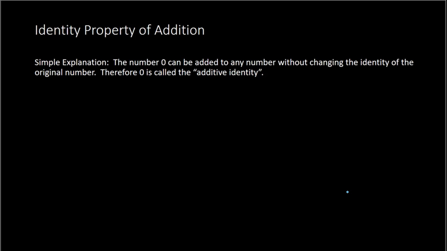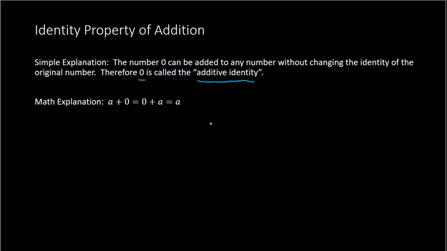Well, that number is going to be 0, right? Because anything plus 0 does not change the identity or the value of the original number. So the identity property basically just says that this number 0 exists. So basically anything plus 0 is going to be itself. It's not going to change the identity. So we would say that 0 is called the additive identity because we also have one for multiplication.